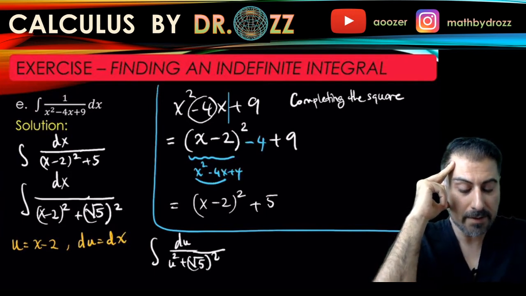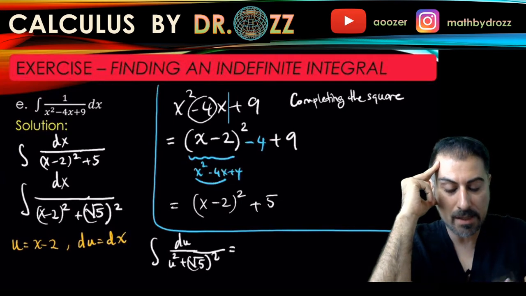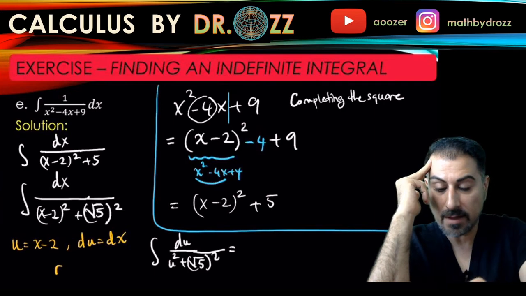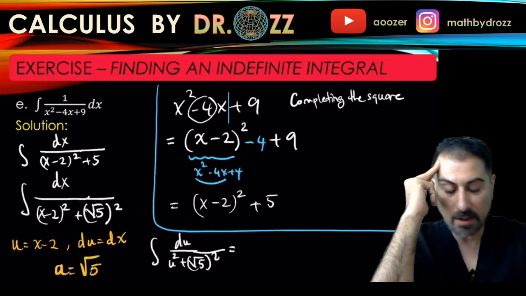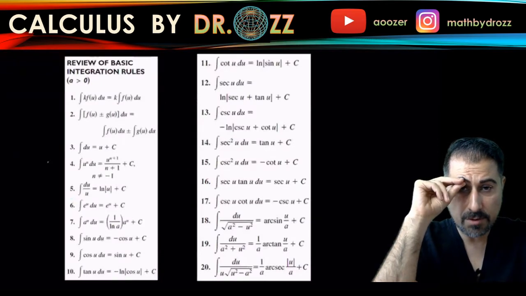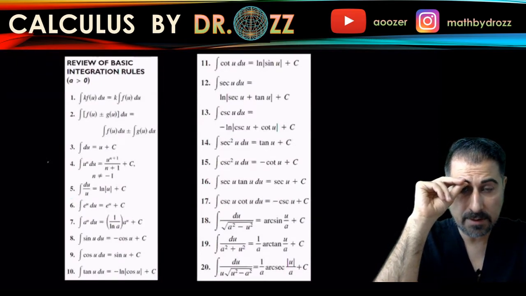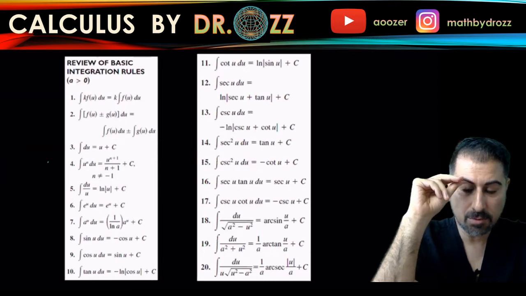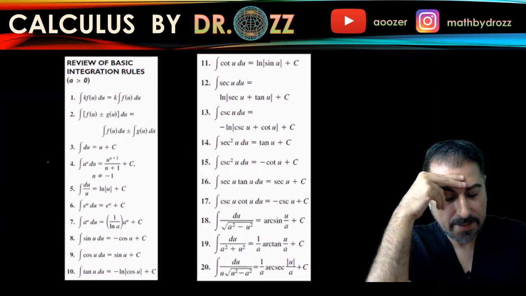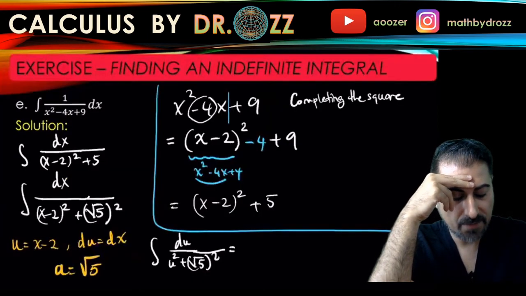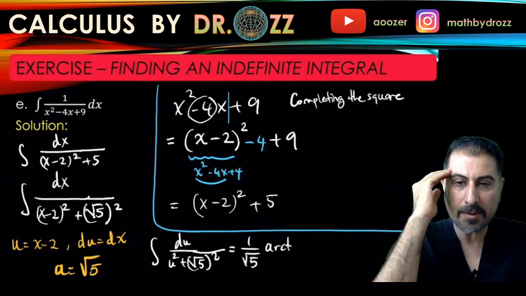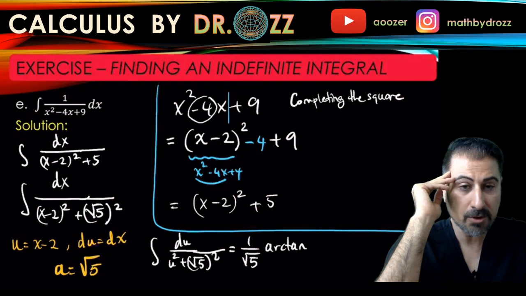All right, this is integrated as 1 over a, so now I can take a to be radical 5 in the formula. Let's go back to the formula and just reread that. So we have du over a squared plus u squared. That's 1 over a arctan u over a plus c. Here we go. I'm going to write that as 1 over radical 5 arctan u over radical 5, but u is x minus 2. Let me just write everything in one shot.